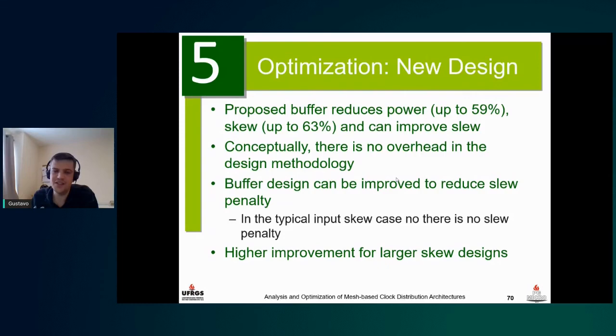The thing is, we would need to find a way to delay the signals conveniently. We can probably find a better buffer design than the one that I've proposed in this work. And the main thing is that we will see larger benefits for cases where we have larger clock skews, which is the scenario in which you probably need to have your clock mesh.